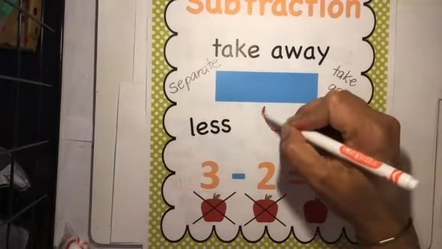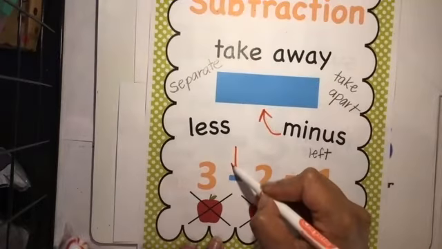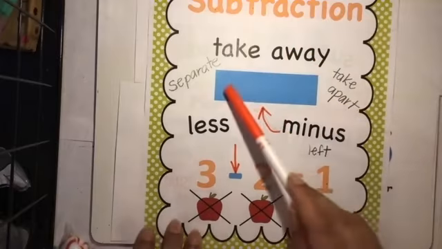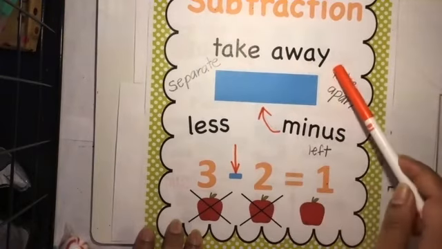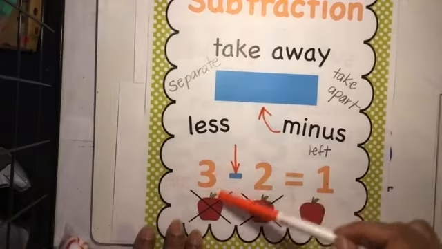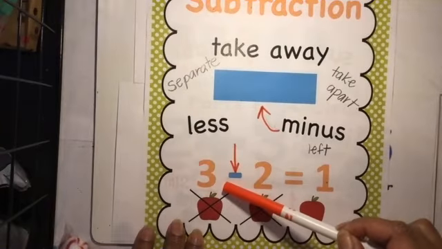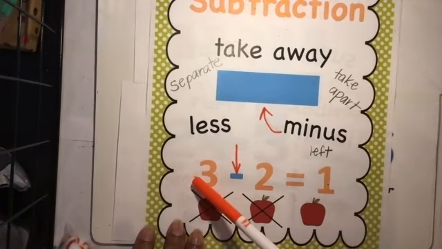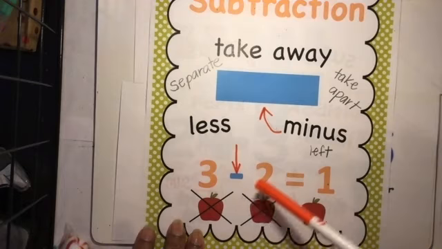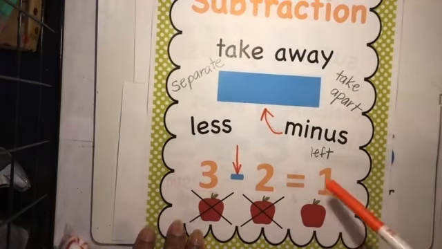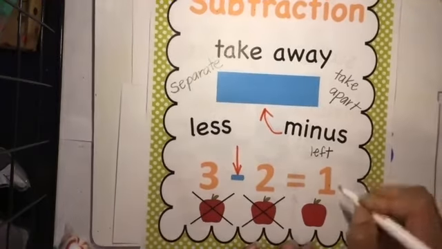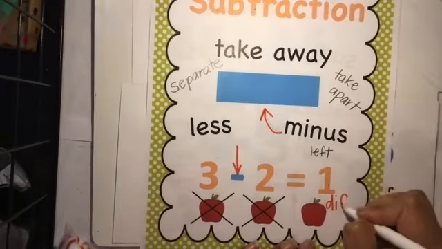Our minus sign goes in the middle, right here. Our minus sign. Now, minus is a little bit different than addition. When we subtract, we are going to start with the greater number. So remember, in addition, we're getting the greater number here. But in subtraction, we start with the greater number, take some away to get an answer. This answer is not called the sum. This answer, boys and girls, is called the difference.